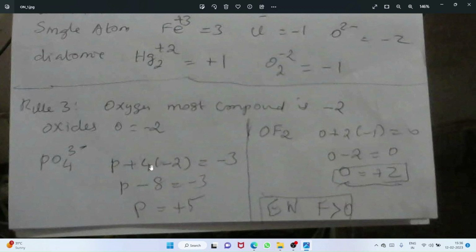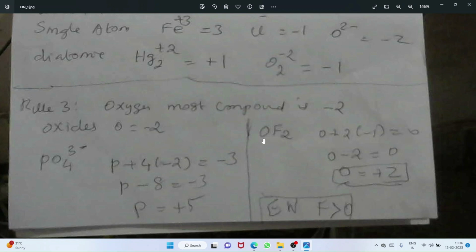oxygen, the oxidation number will be negative 2 in most of the compounds. Example here, PO4 with charge negative 3: P plus 4 O equal to this charge, that is negative 3. Here oxygen is minus 2, so 4 into minus 2 is minus 8. P minus 8 equal to minus 3. P equal to positive 5.